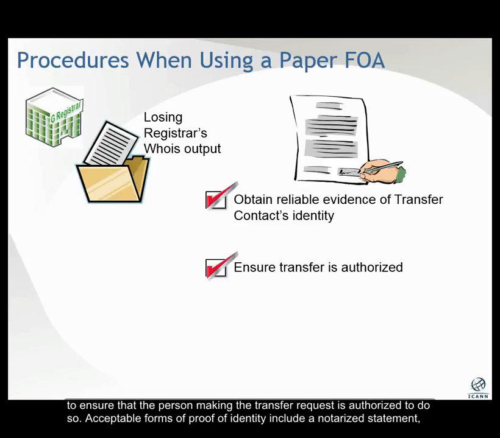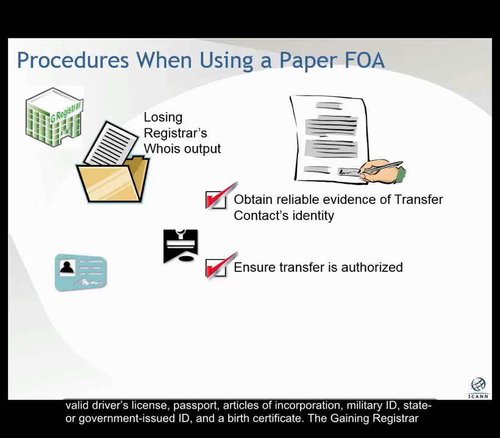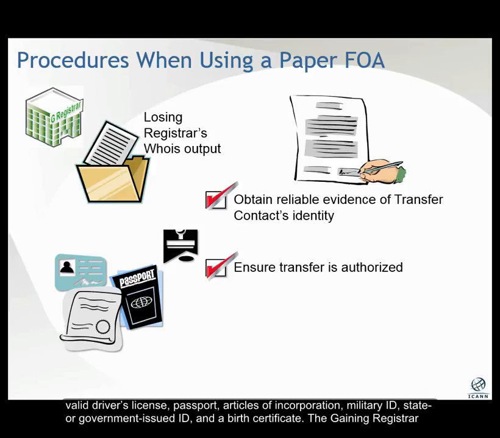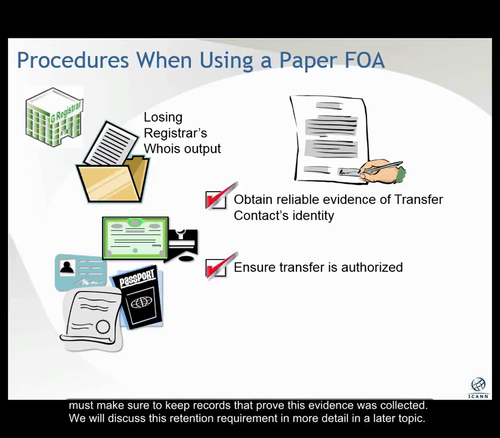Acceptable forms of proof of identity include a notarized statement, valid driver's license, passport, articles of incorporation, military ID, state or government-issued ID, and a birth certificate. The gaining registrar must make sure to keep records that prove this evidence was collected. We'll discuss this retention requirement in more detail in a later topic.